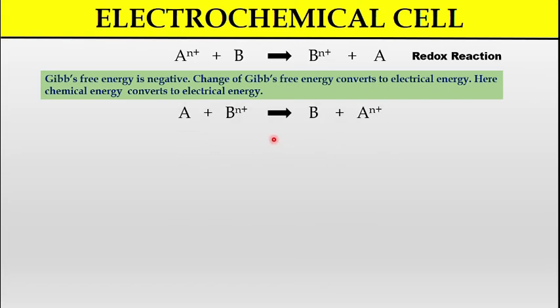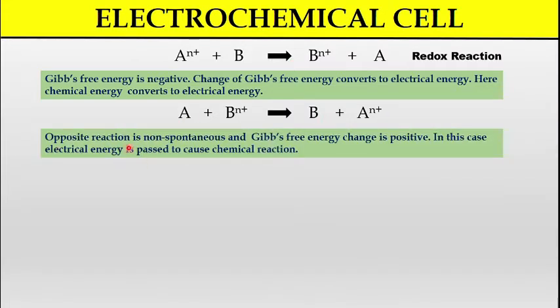Now consider the opposite reaction: A plus B^n+ converts to B plus A^n+. Here you can see the oxidation number of B decreases, so this is a reduction process, but this is an oxidation process. So if the first reaction is spontaneous, then the opposite reaction is non-spontaneous, and so the Gibbs free energy change is positive. In that case, you have to supply energy as electrical energy.